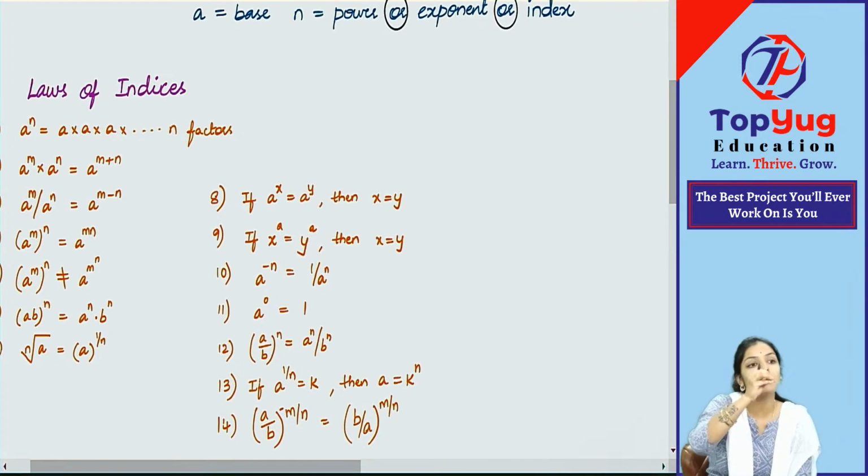Now if powers are equal, equate the bases. If bases are equal, equate the powers. Anything to the power 0 is always equal to 1. And if a to the power 1 by n is equal to k, then a is equal to k to the power n. I also asked you to write one more thing: if a to the power n is equal to k, then a is equal to k to the power 1 by n. Just remember, you need not mug up. As and when we start doing problems, we will understand it.